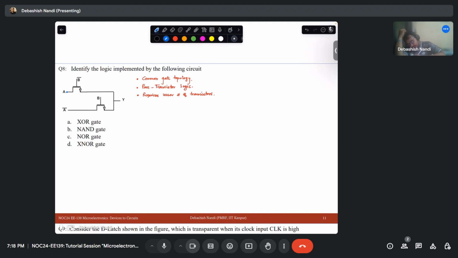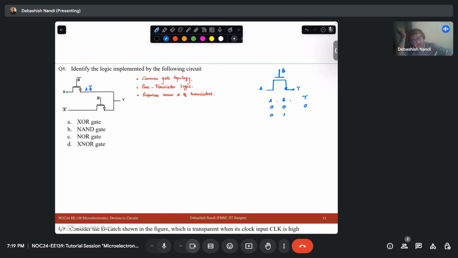So how does this happen? If this is A, this is B bar. So for an NMOS, this will be A times B bar. Why so? Because if you have an NMOS like this, and this is A, this is B, and let's say this is Y. So what will happen if both are 0? That means your transistor is off, and Y will be 0.